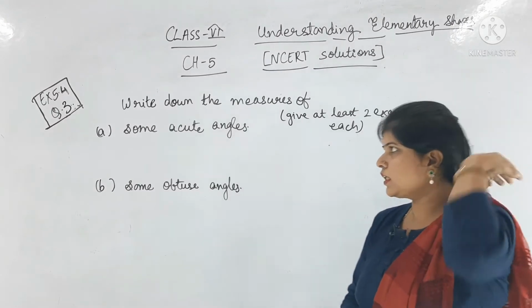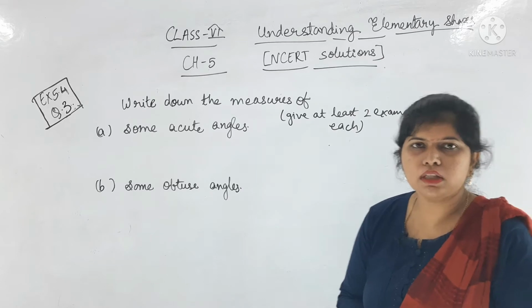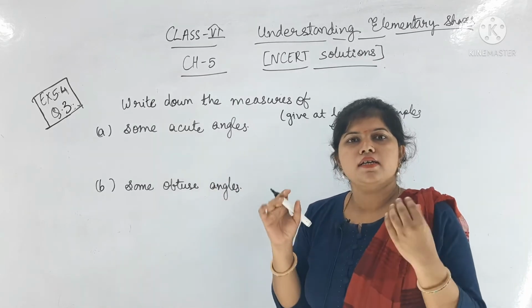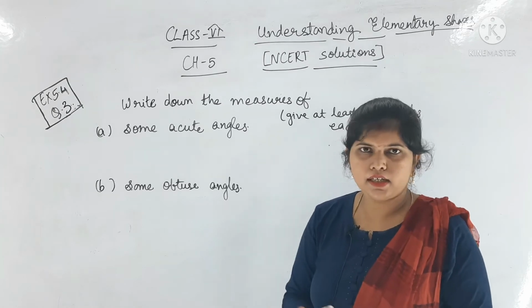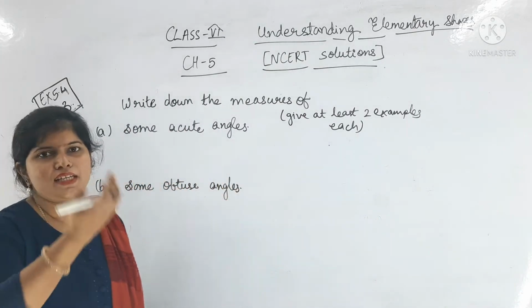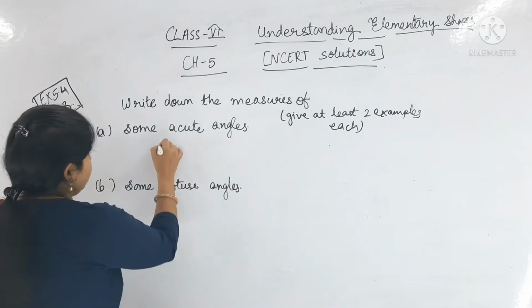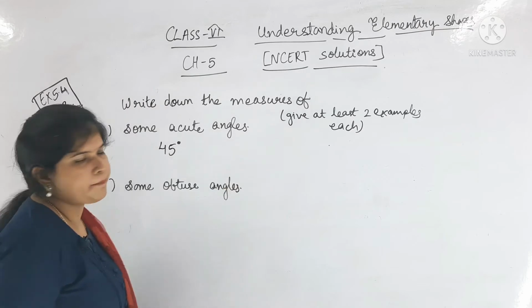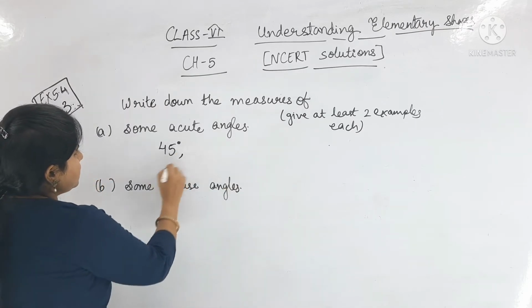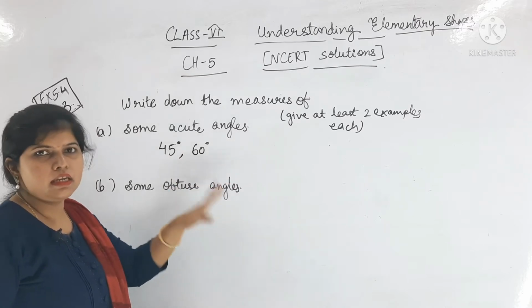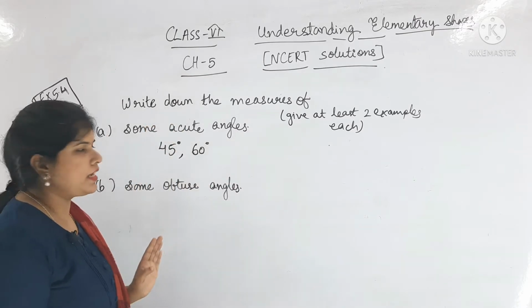Okay students, let's see question number 3. You have to write down the measures of acute and obtuse angles. We know that an acute angle is less than 90 degree, so you have to write any angle that is less than 90 degree. I am writing here 45 degree. Here it is given, give at least 2 examples. So here it is 45 degree and 60 degree. You can take any angle that is less than 90 degree.